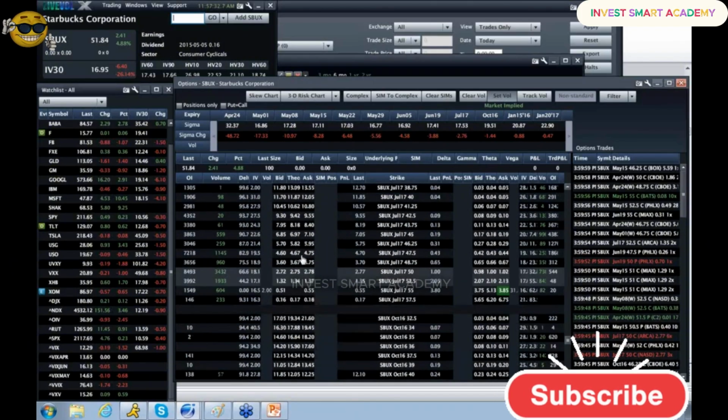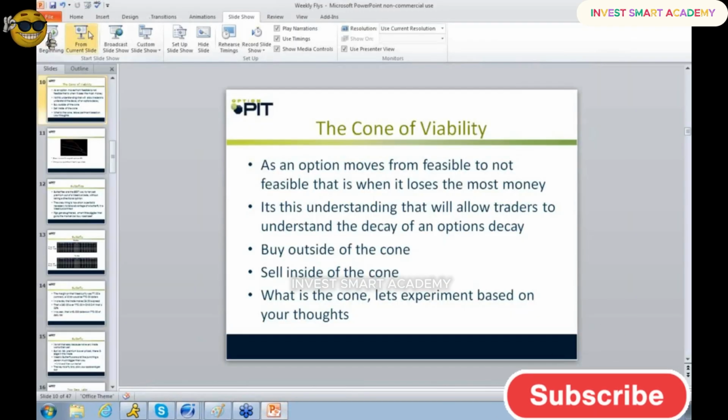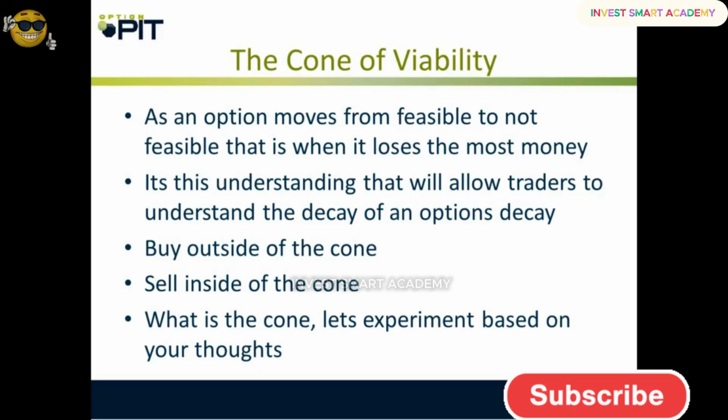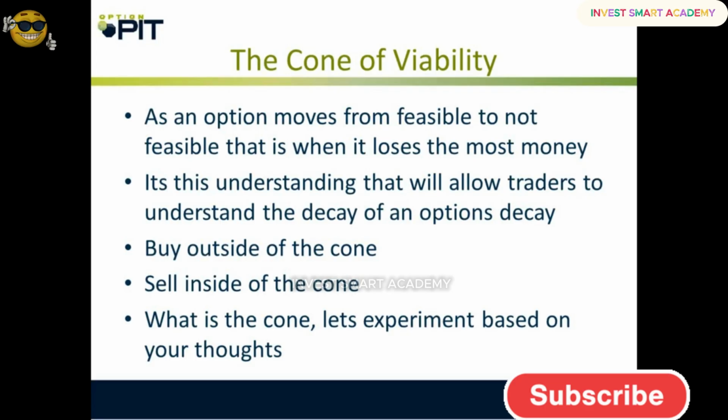All right, so that is how this whole thing works. So what you want to do is buy options in the week that are just outside of that cone of feasibility, and you want to sell stuff that's inside the cone of feasibility. Now, at the money options, they stay in that cone.